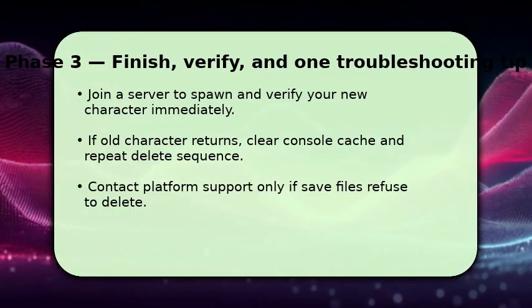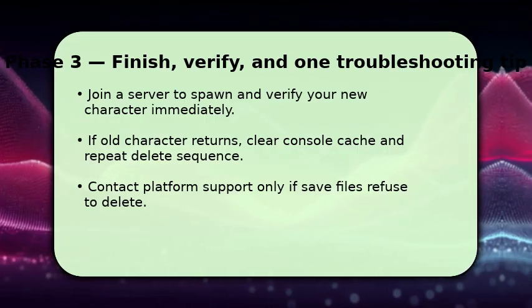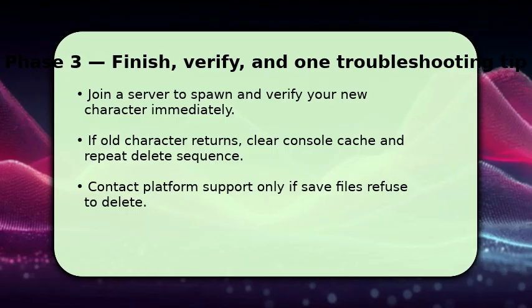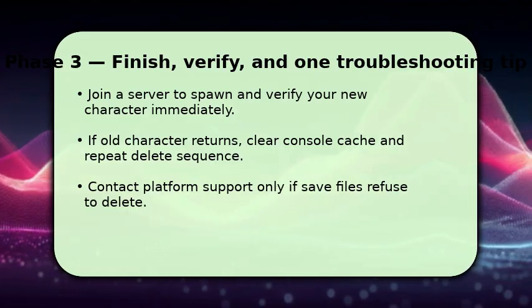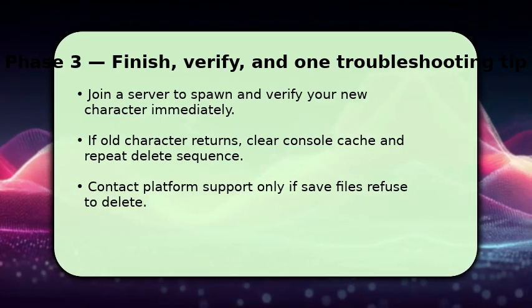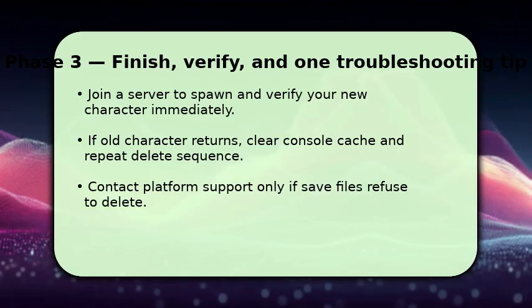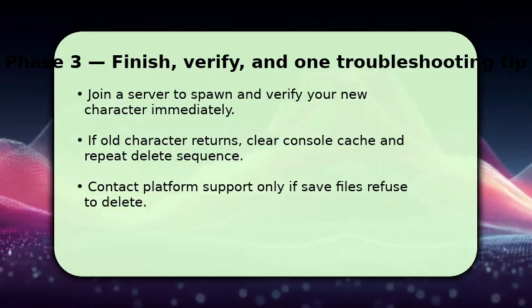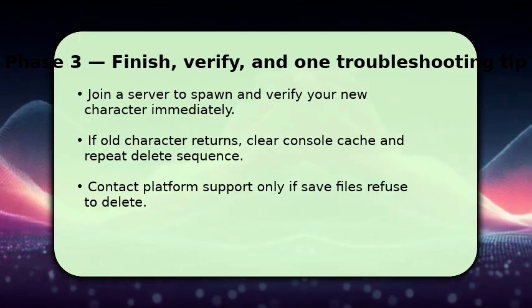If you unexpectedly see your old character, power down, clear the console cache or storage cache, and repeat the delete process. Sometimes cached files restore data. If deletion still fails, restore your backup, then contact platform support for help removing locked save files. Remember why this works. Console Rust ties character to local profile, so removing that local data is the only support.